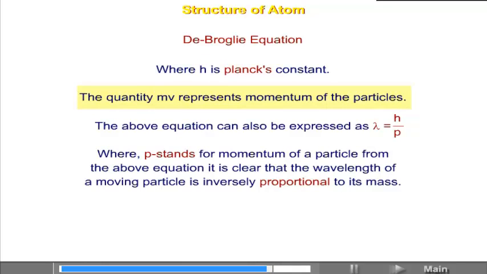The quantity mv represents the momentum of the particle. The above equation can also be expressed as lambda is equal to h upon p, where p stands for the momentum of the particle. From the above equation, it is clear that the wavelength of a moving particle is inversely proportional to its mass.